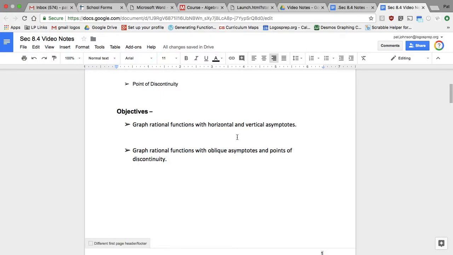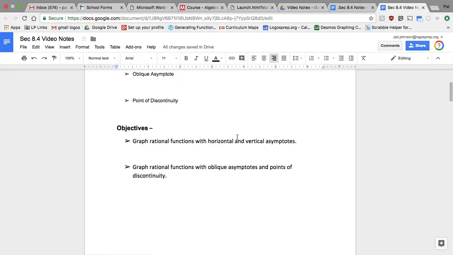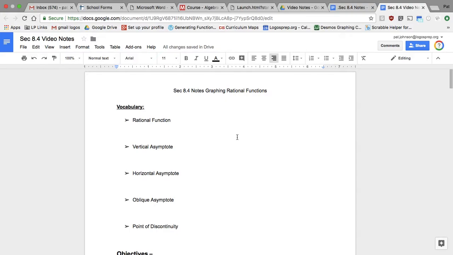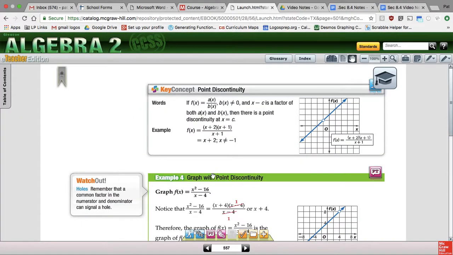So our objective is we're going to graph rational functions with horizontal and vertical asymptotes. We're going to graph rational functions with oblique asymptotes and points of discontinuity. So let's start with what a rational function is in our vocabulary. Well, it has an equation in the form of f of x. And let's go back to that and look at it.